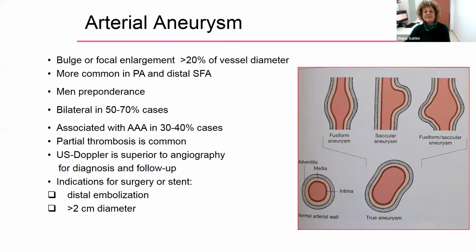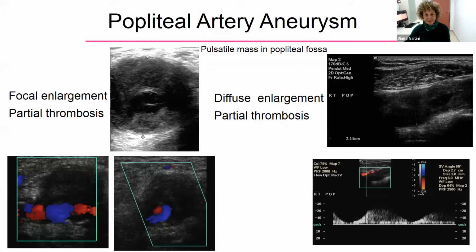So it demands the performance of a bilateral examination and also an AAA examination. Normally it has a partial thrombosis. The ultrasound Doppler is superior to angiography for diagnosis and follow-up, and the indications for surgery or stent are when we have distal embolization or the diameter is more than 2 folds.